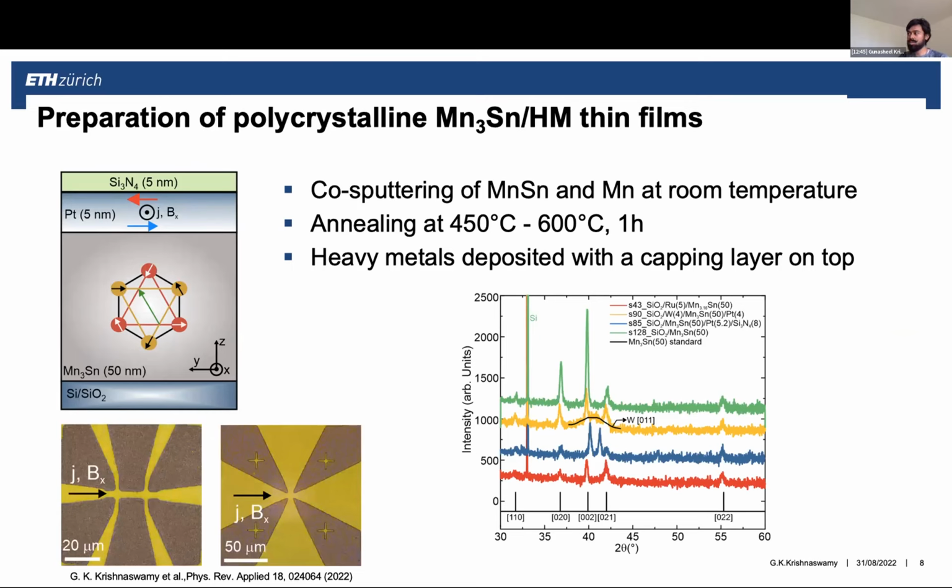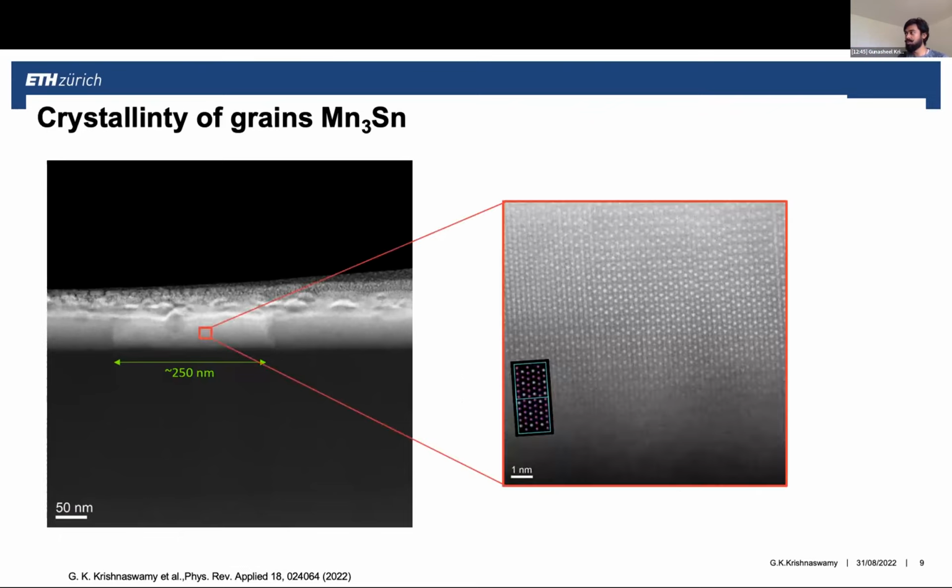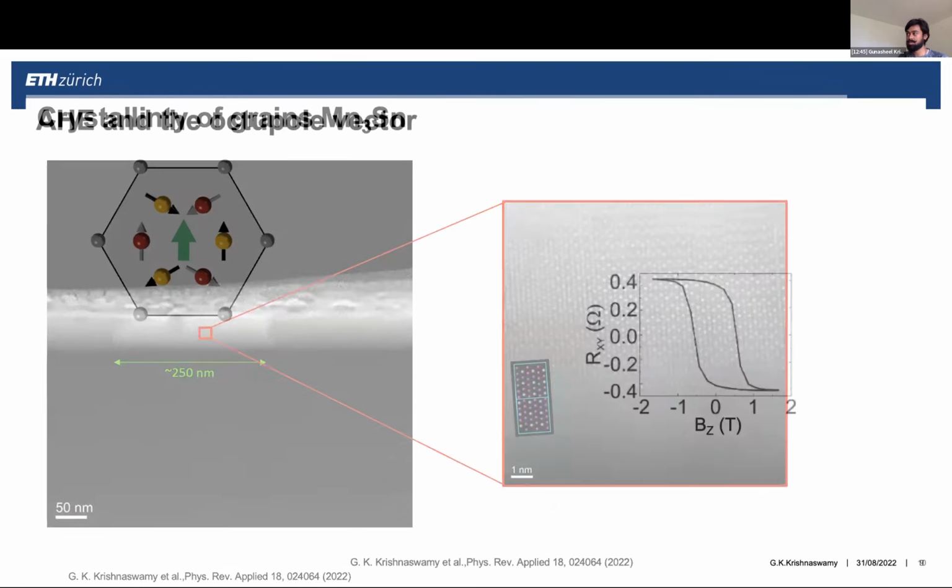One we use for switching, the other we use for time-resolved Hall effect measurements. So if you want to look at the crystallinity of this material, we have a high-resolution TEM image, and you see that there is a nice big grain that is very columnar. It goes from the substrate all the way to the top. And if you take a closer look, you see that it's very nicely ordered within these crystals. So even though it's polycrystalline, it's quite nice for experimental purposes.